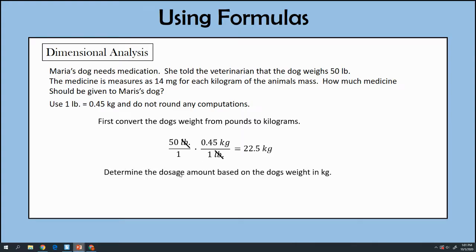All right, let's determine the dosage amount based on the dog's new weight in kilograms. So the dog weighs 22.5 kilograms over one. The dosage rate back up here is 14 milligrams for each kilogram. So I'm going to go 14 milligrams per 1 kilogram. Again, I do this so that my kilograms cancel, and now my answer is in terms of milligrams. So the dog should be getting 315 milligrams of medicine based on its weight. Okay, all unit analysis.